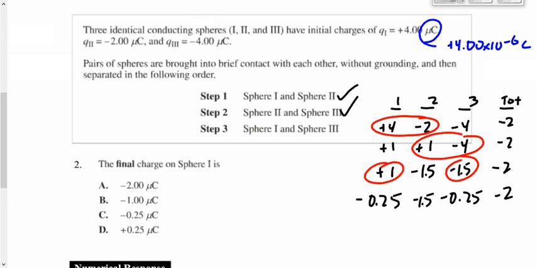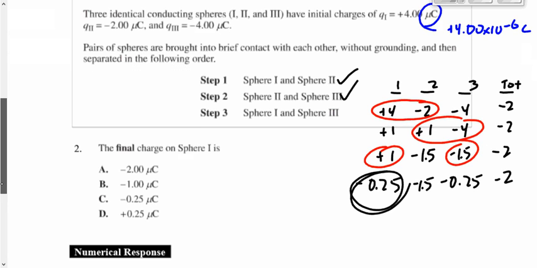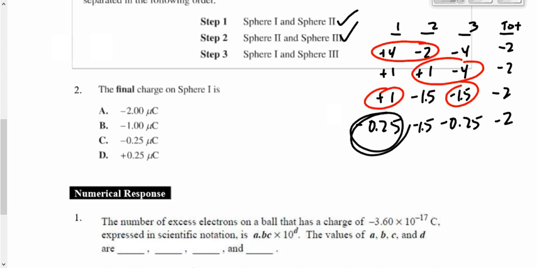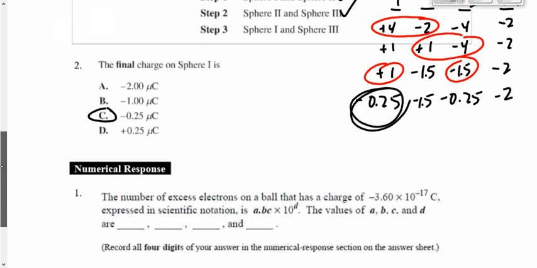What's the final charge on sphere 1? -0.25 microcoulombs. Right? How many people got that? Good. So C is our answer there.